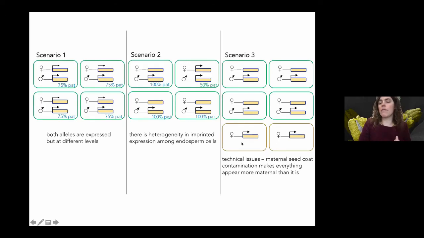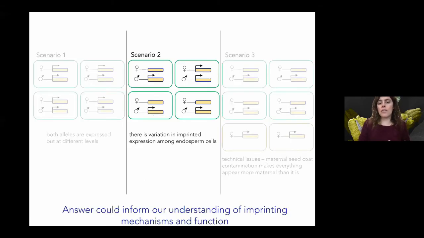For example, if there's contamination of maternal seed coat and genes are expressed in both the endosperm and seed coat, that could make everything appear more maternal than it is. So we set out to try and distinguish among these possibilities. And I think the answer could be important for both understanding the function of imprinting and also its mechanism.